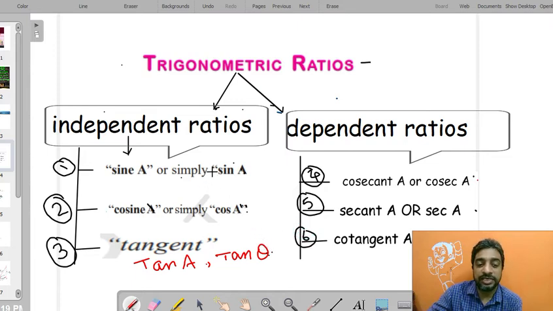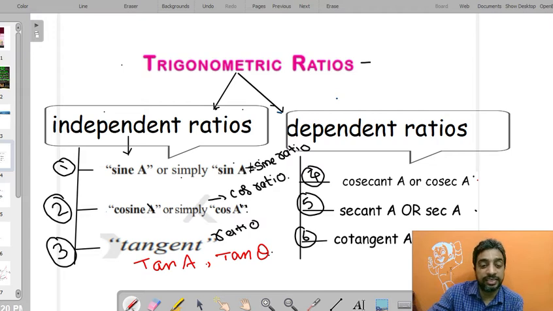So sine A is the sine ratio, cos A is the cos ratio or cosine ratio, and tan is the tangent ratio. The sine ratio we can write simply as sine A or sine theta. The cosine ratio we can write simply as cos A or cos theta. The tangent ratio we can write simply as tan A or tan theta.